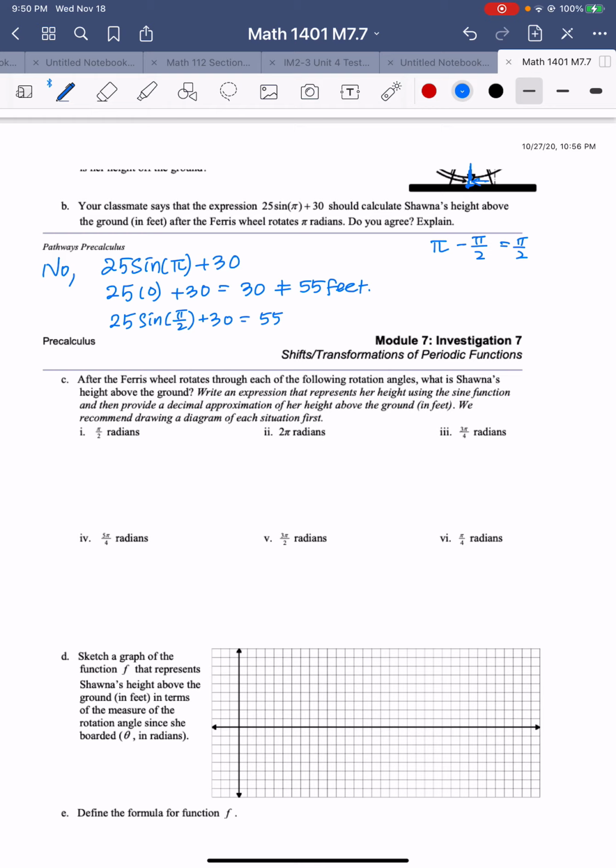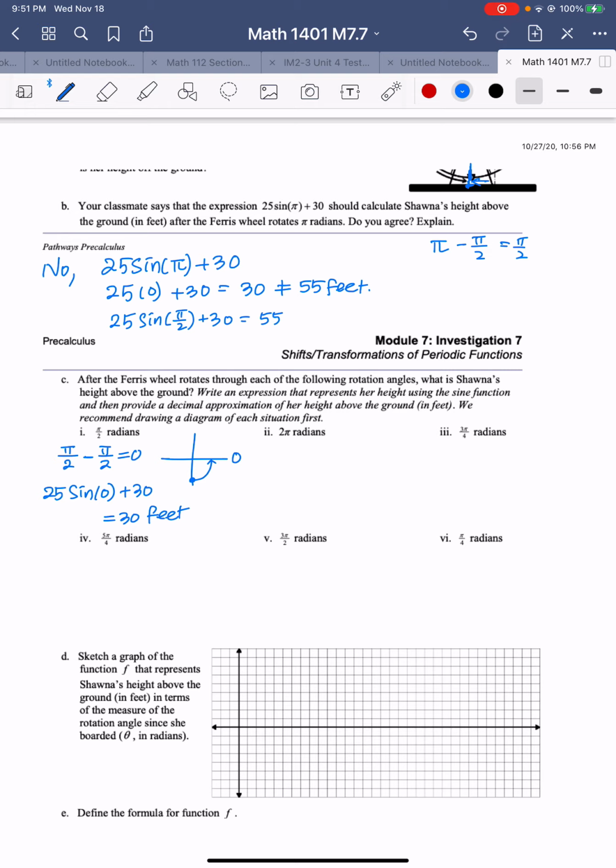Write an expression that represents her height using the sine function and then provide a decimal approximation of her height above the ground in feet. We recommend drawing a diagram of each situation first. So now she was here, and then she turned pi over 2. She had to subtract pi over 2, which is 0. This is a 0 degree angle, so she got 25 sine 0 plus 30, which becomes 30 feet.